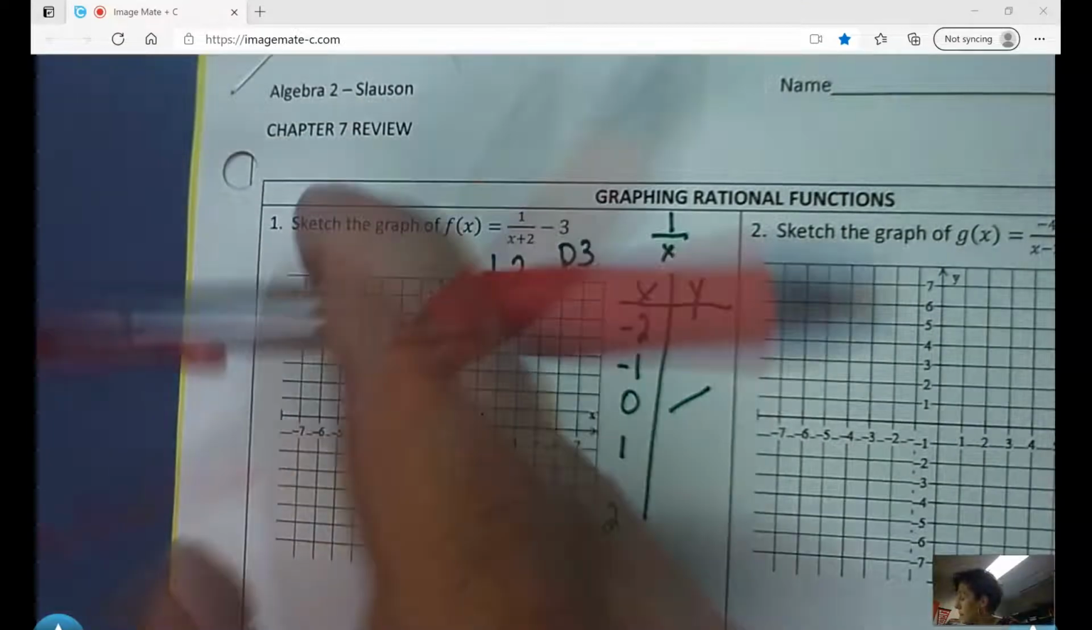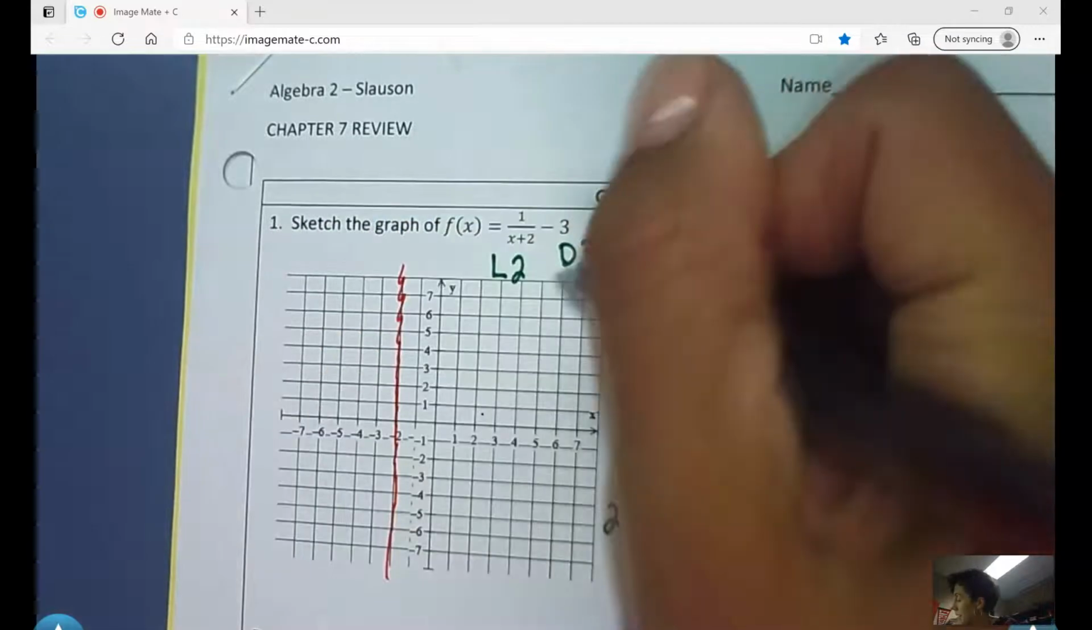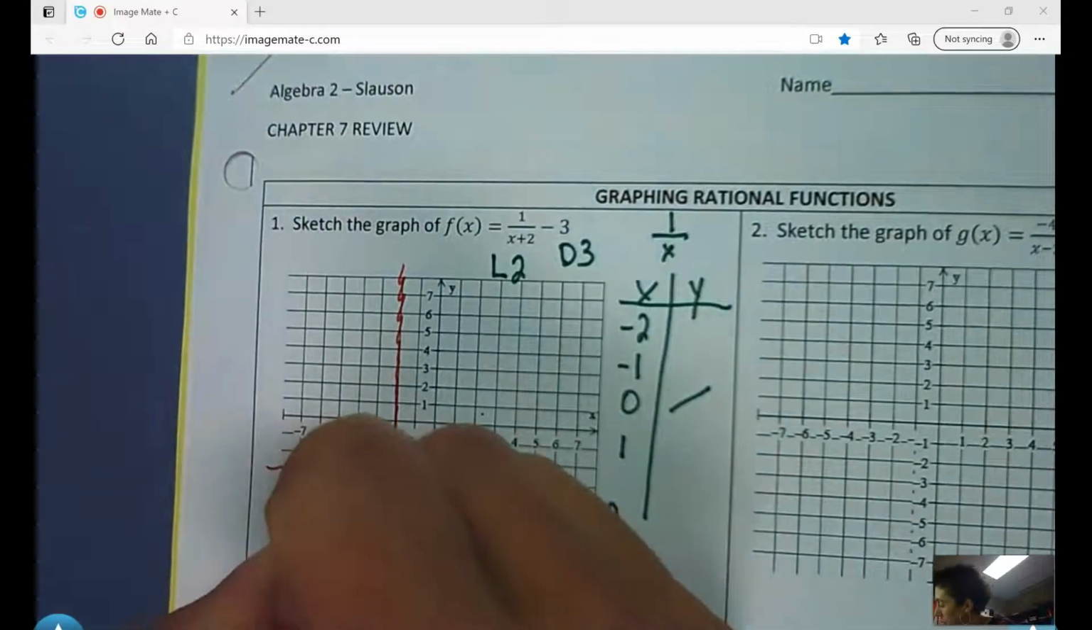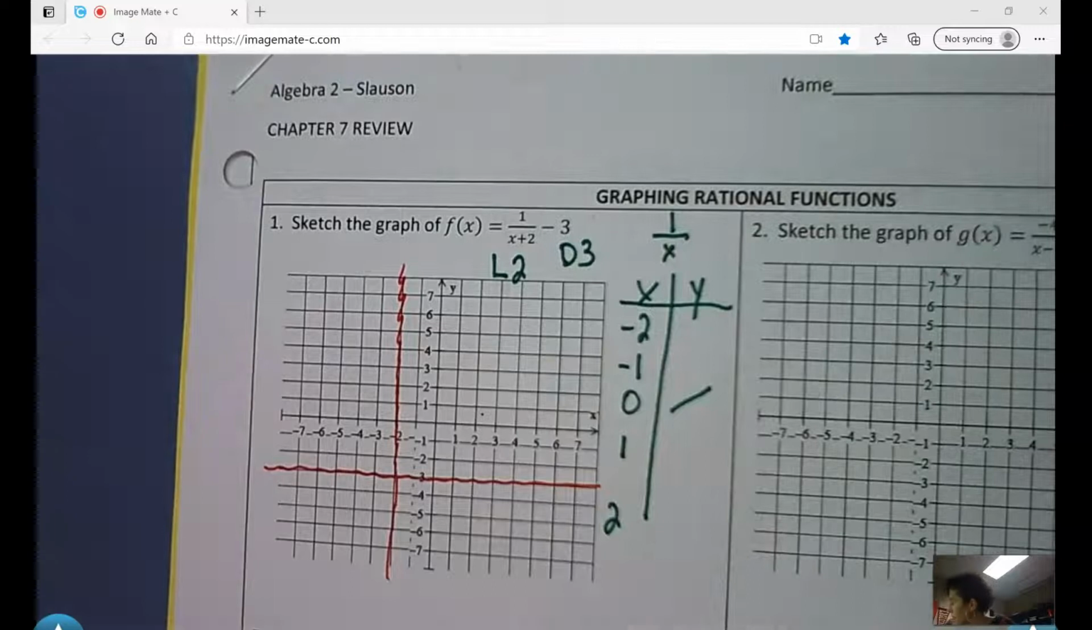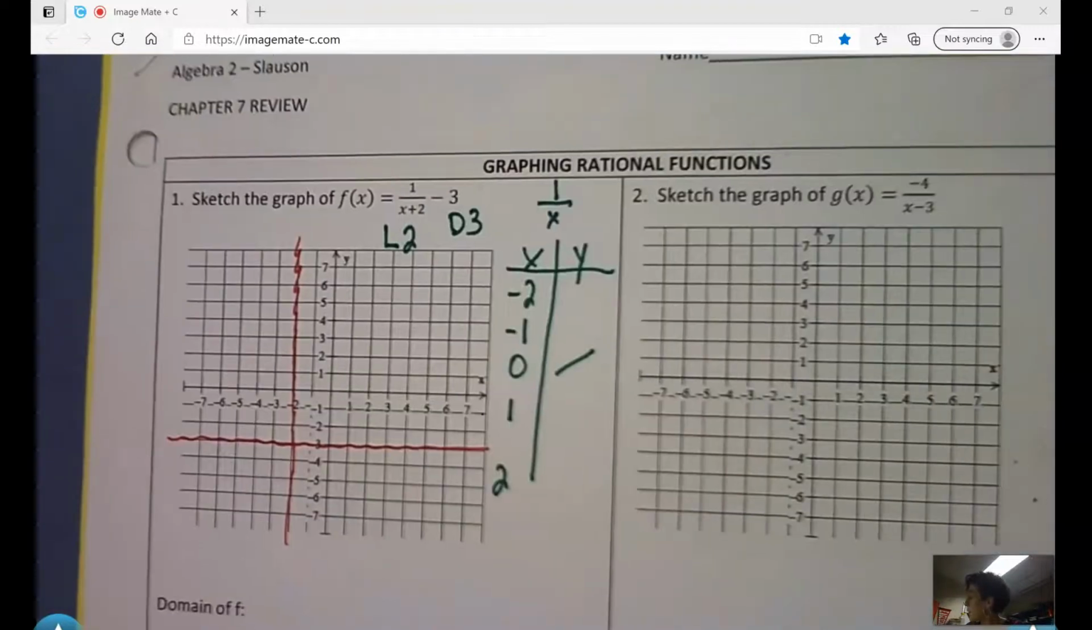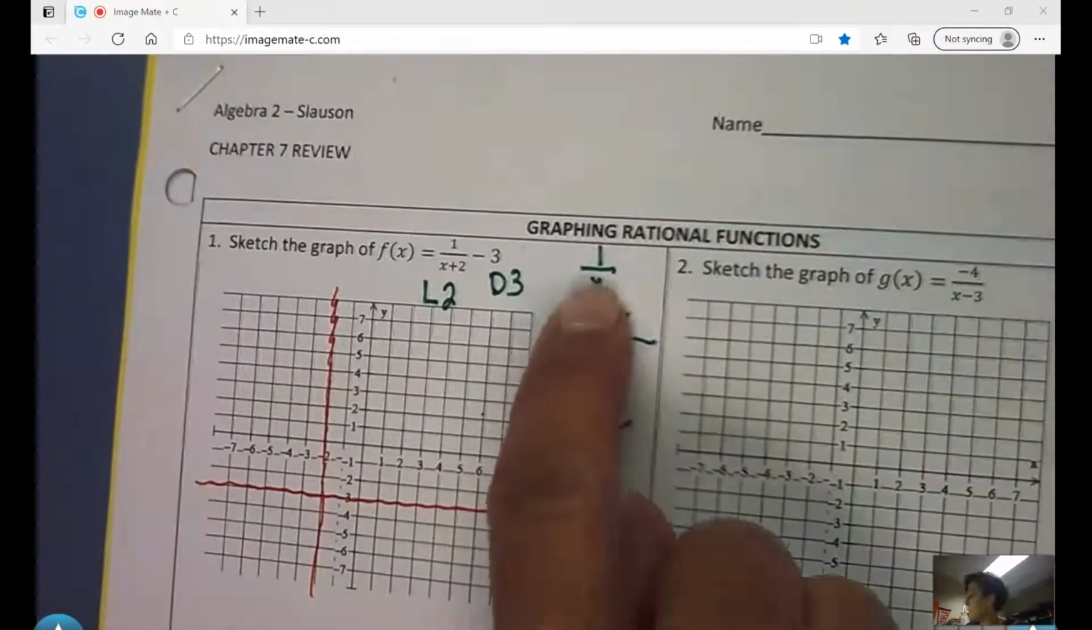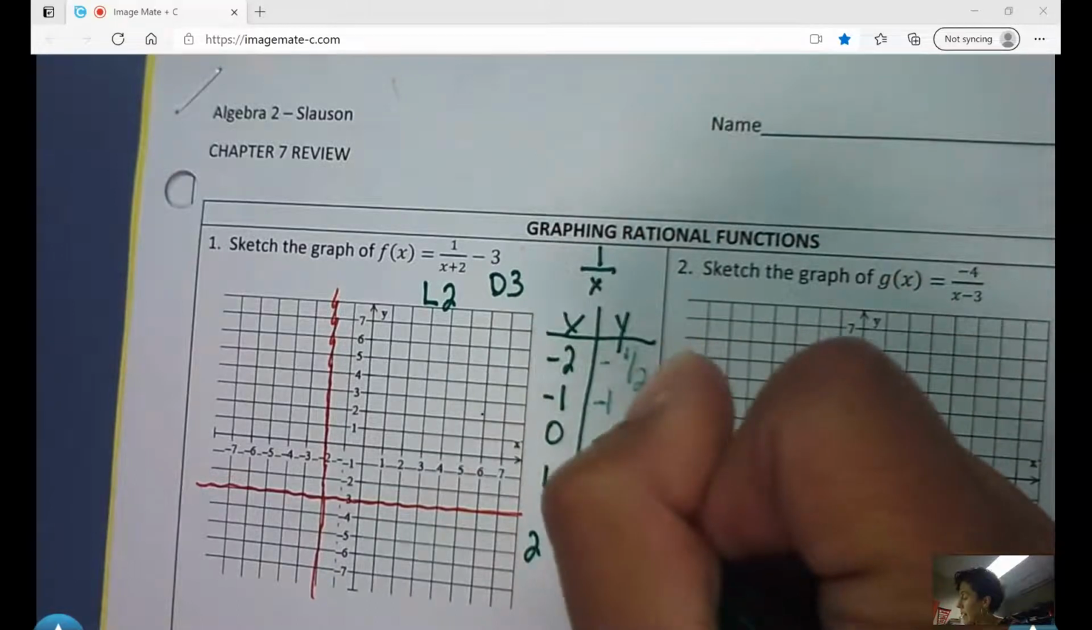And if you want to go ahead and move your wall left 2 and down 3, you are more than welcome to do that. This graph looks a little weird, but oh well. So putting a negative 2 into here, I get negative 1/2. Here I get negative 1, and then here I'll just get the opposites.